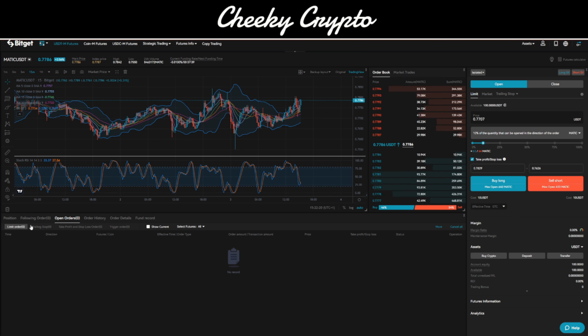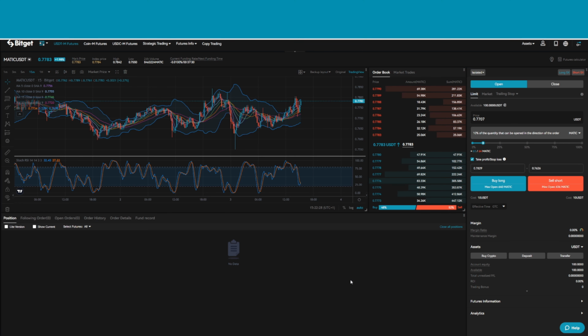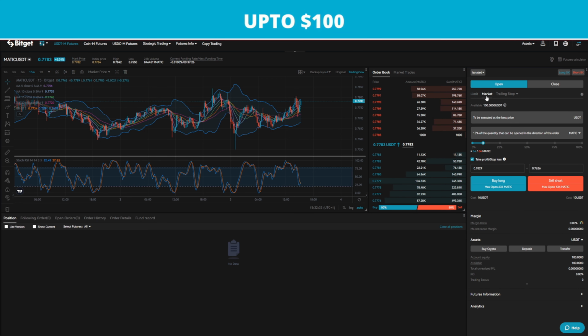The next thing that we're going to do is we're going to jump over to our position. Just over here on the left-hand side, it should be blank, and everything else should just be zeroed out. So there's nothing in the system at all. Okay, we're going to come over to the market section over here on the chart.